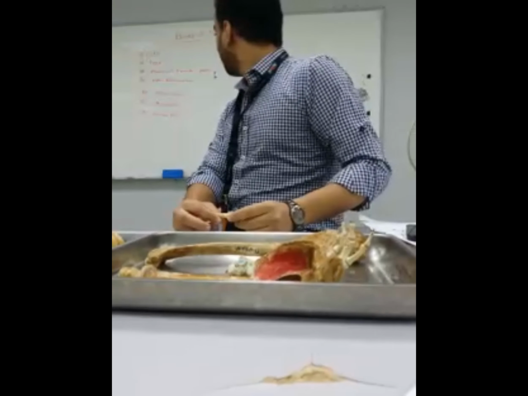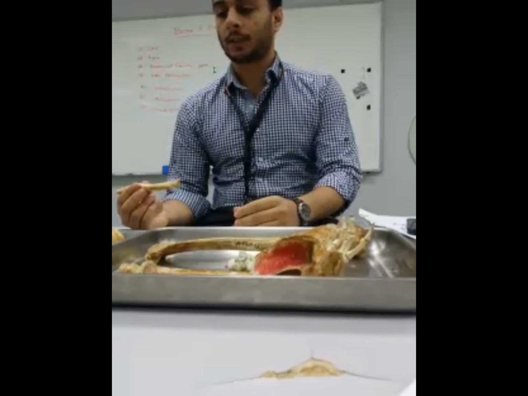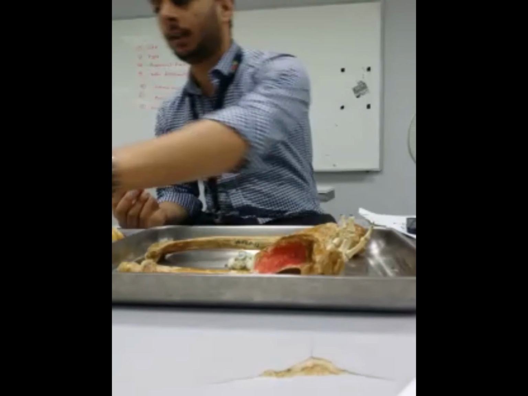Then we have the articulations. So this one will be forming along with the sternum here. So it will be forming the sternoclavicular joint. Sternoclavicular joint between the sternum and the clavicle. The type of the joint will be saddle joint. Saddle joint.